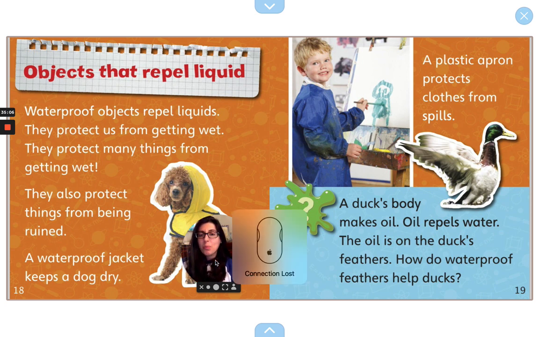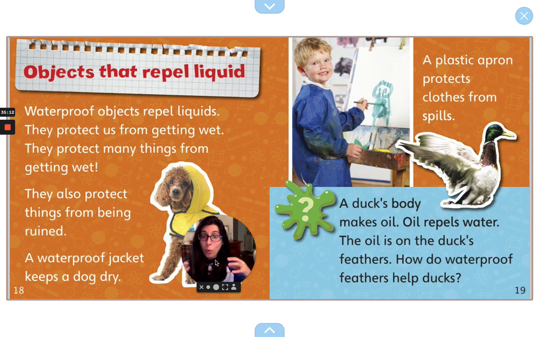Okay, this is what I was thinking. Well, the oil that's coating the feathers of a duck helps to waterproof the duck, and that helps the duck because if the feathers absorbed water, the duck might become too heavy and it might not be able to float on top of the water. It might sink.